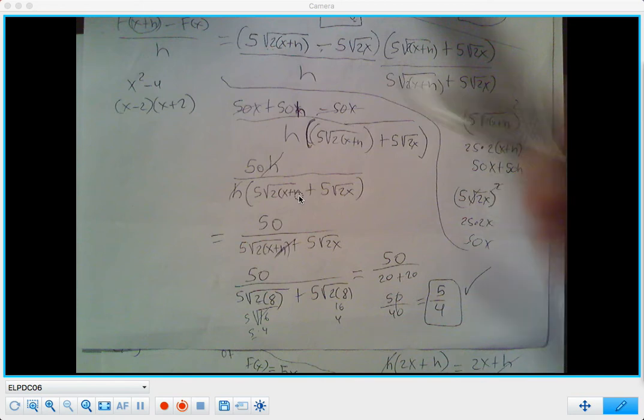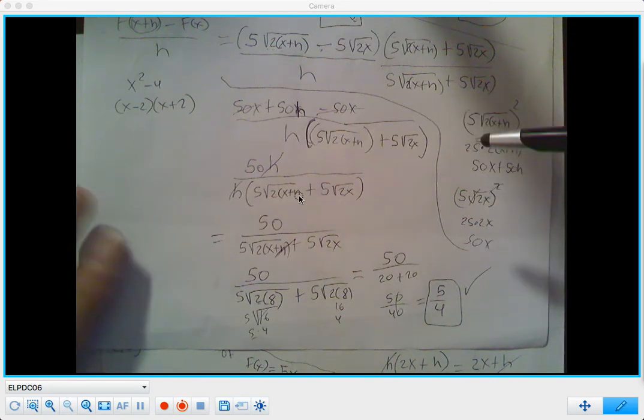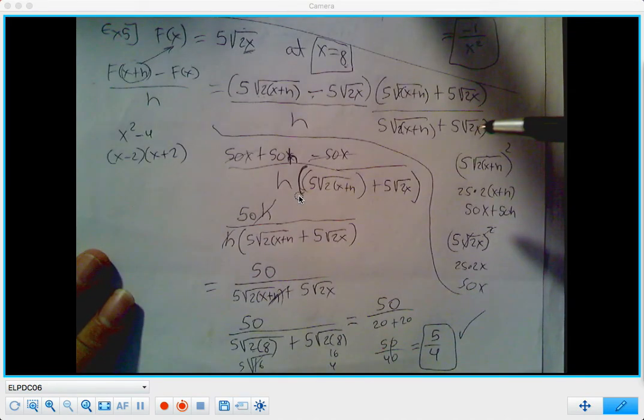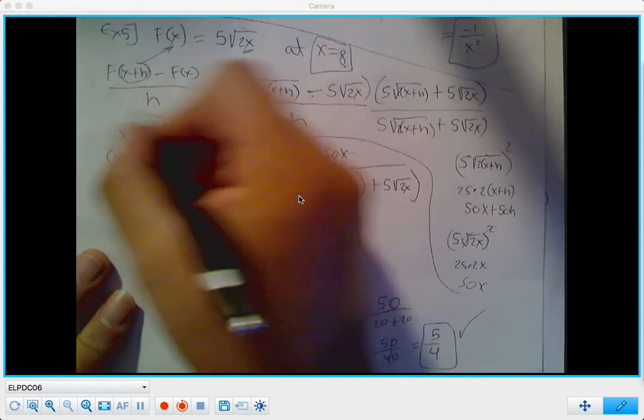Cool. This is one of the most difficult problems that I've seen in doing this. So if you understand what we did here, we should be fine. The only problem that a lot of people have in this type of problem is understanding this.